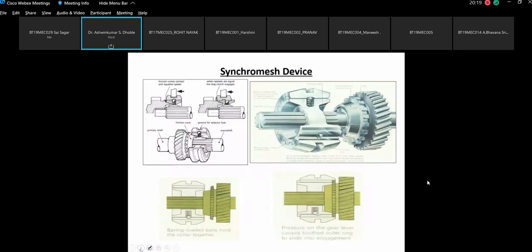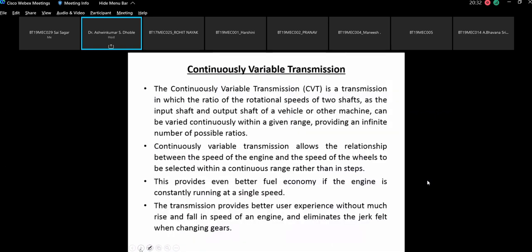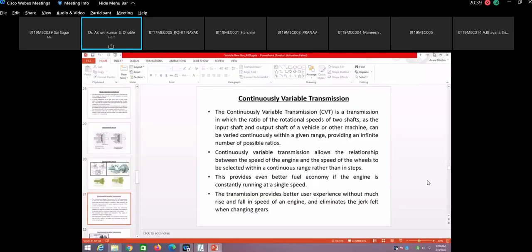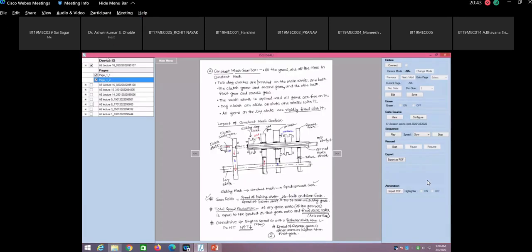Okay, so these are the various types of synchro mesh devices which are used in practice. There is not a single design, but there are many designs of the synchro mesh. Okay, now with this we'll try to solve the problems on the design of the gearboxes. So this was the theory.